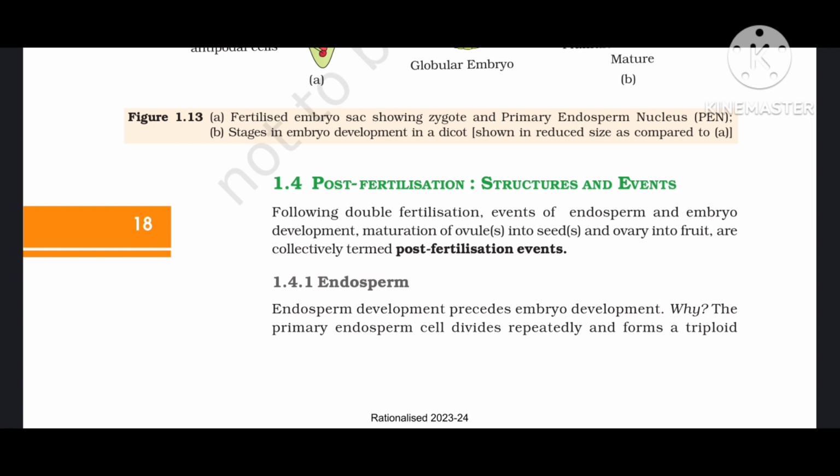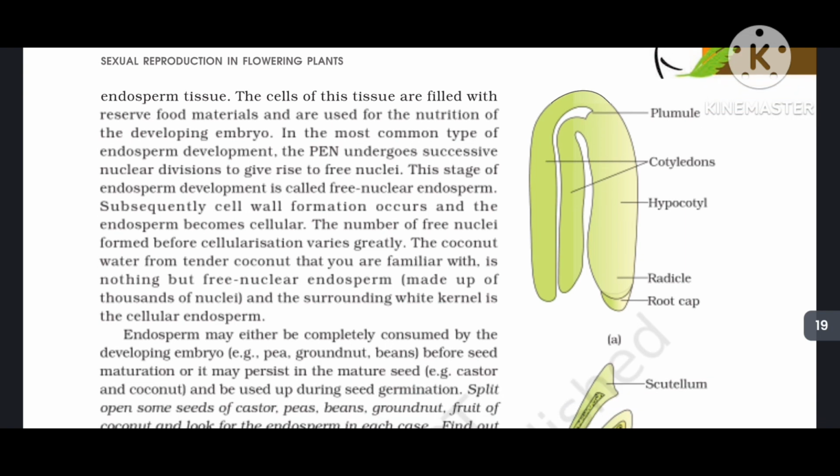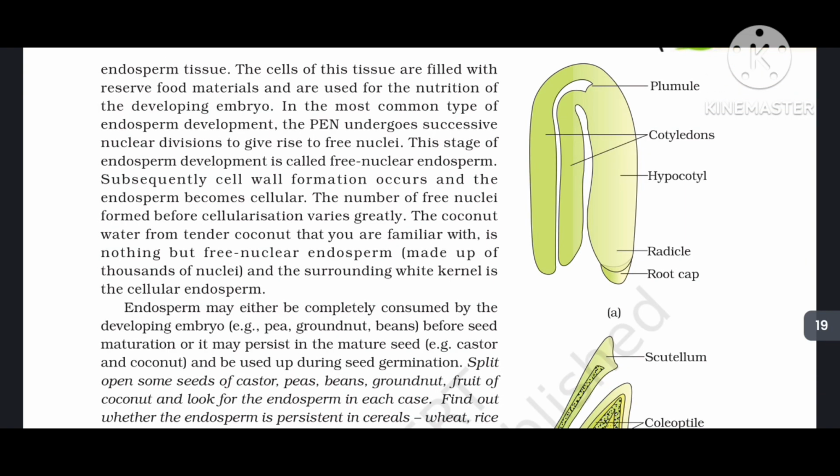1.4.1 Endosperm. Endosperm development precedes embryo development. Why? The primary endosperm cell divides repeatedly and forms a triploid endosperm tissue. The cells of this tissue are filled with reserved food materials and are used for the nutrition of the developing embryo. In the most common type of endosperm development, the PEN undergoes successive nuclear divisions to give rise to free nuclei.